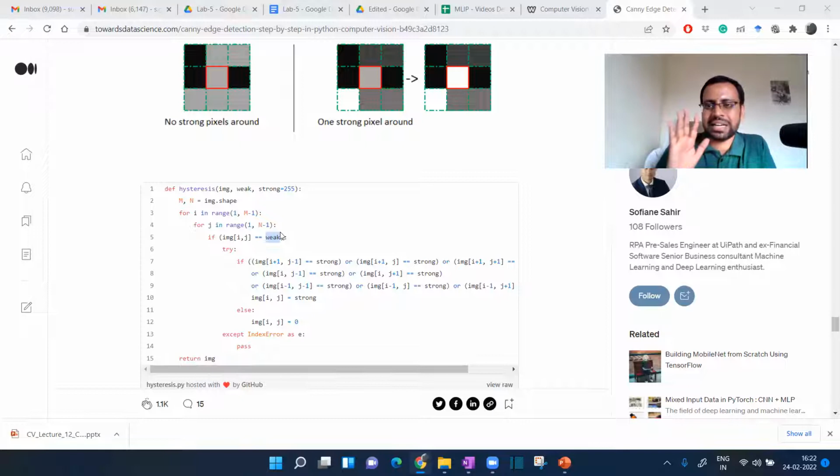When you say iterative, it means you repeat it until there are no more changes. I should have one more loop on top of it, a while loop: while at least one strong pixel is yet to be visited, or something like that, I should do it. That I am not doing. This is not iterative. Okay, right.